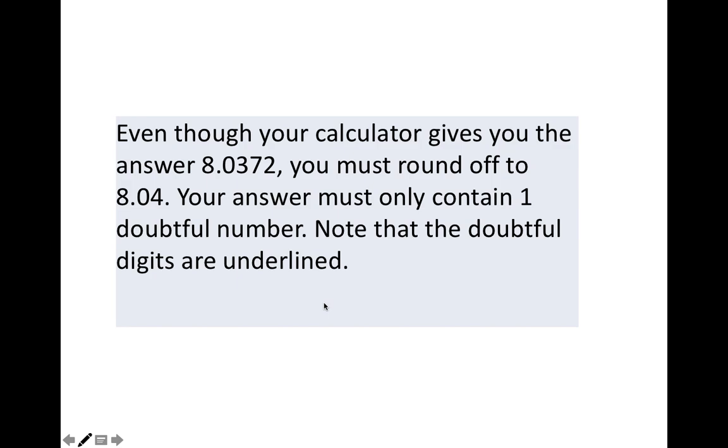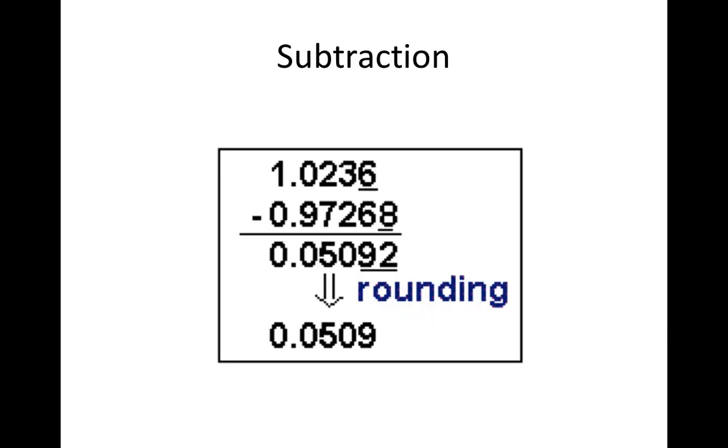Even though your calculator gives you the answer 8.0372, you must round off to 8.04. Your answer must only contain one doubtful number. Note that the doubtful digits are underlined. Subtraction works the same way. So in this case, you have to round your number in the same manner.